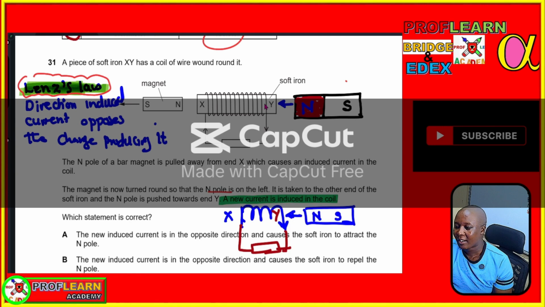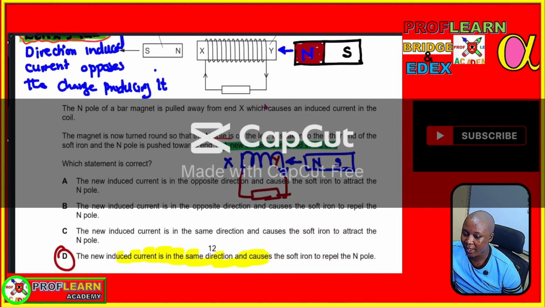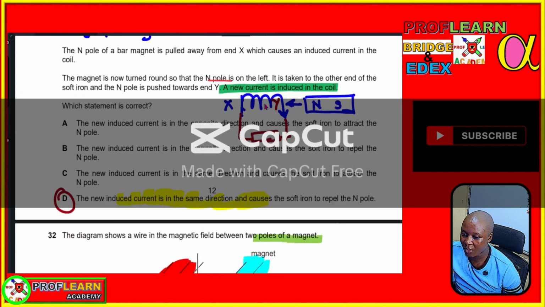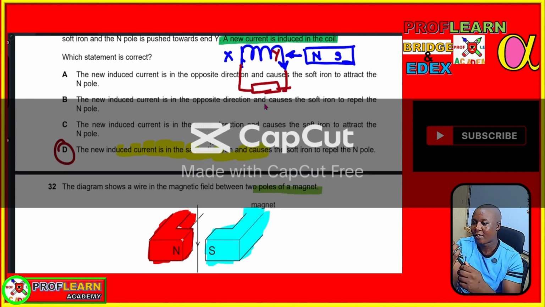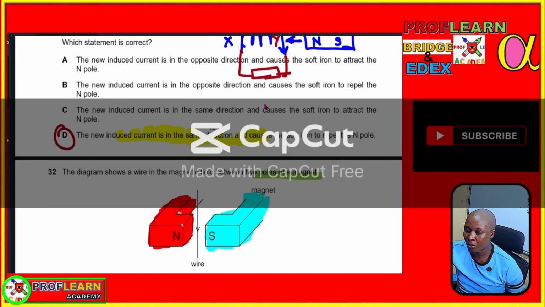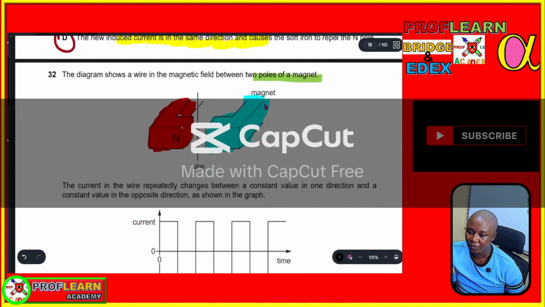Then we can deduce that the current is going to flow in the same direction and causes the ion to repel. So the induced current is going to be in the same direction, causing the south pole to repel the north pole. Since the thumb is going to be, the north pole is going to be here, it means this north pole of the induced current is going to repel the north pole of the permanent magnet.